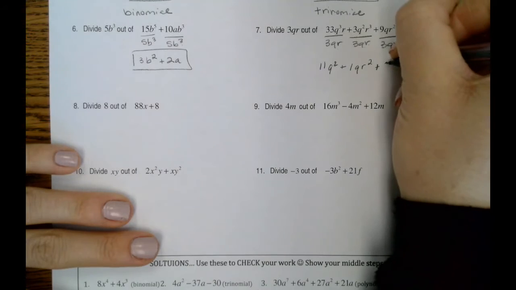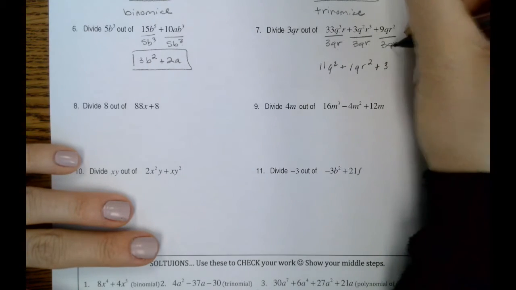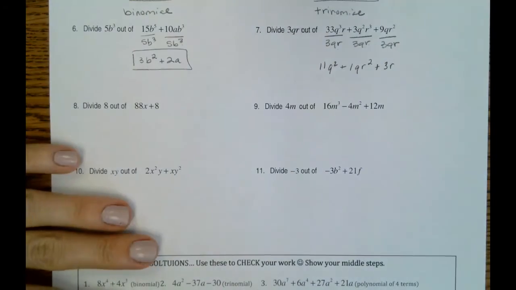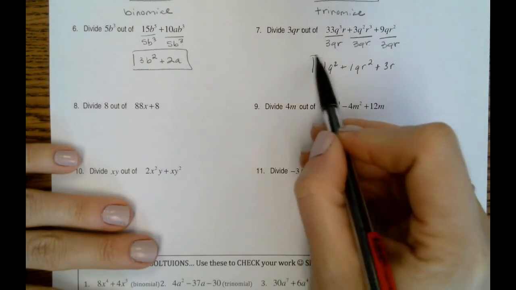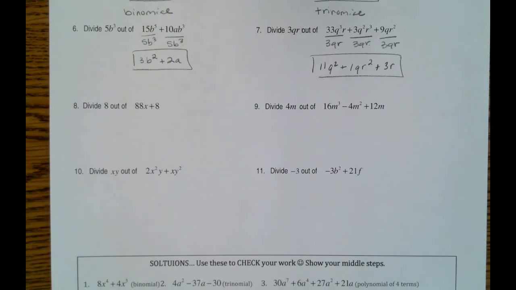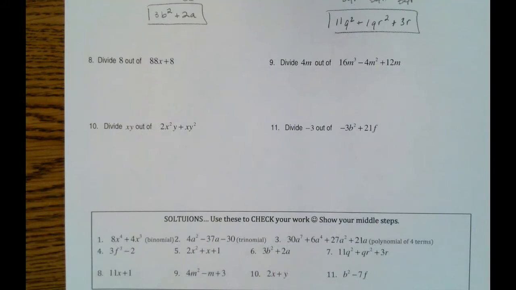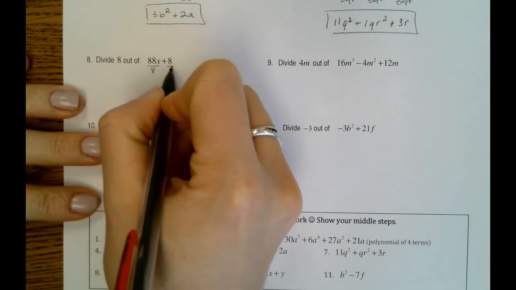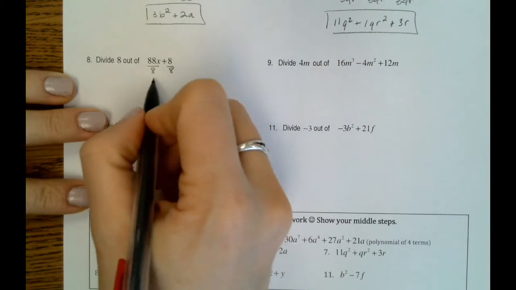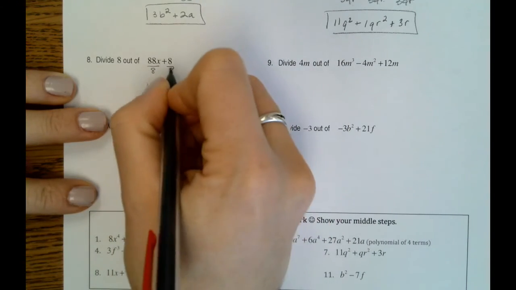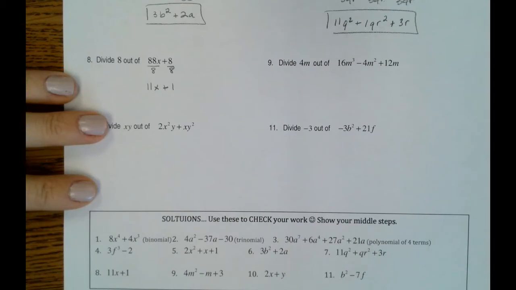9 divided by 3, we get 3. Q to the first and q to the first will cancel each other out. And then r squared over r, that will leave us with r to the first. Or you can just write it as r. Okay, number 8. We're dividing out just 8. So 88 divided by 8 would give us 11, and we'd bring down our x because that's not bothered. And then 8 divided by 8, we end up with 1.